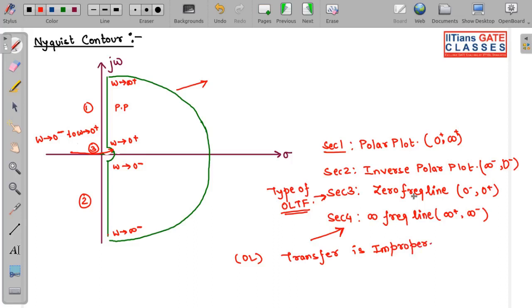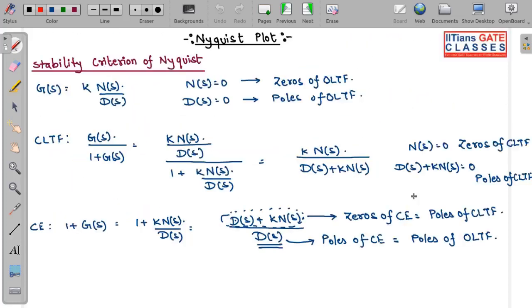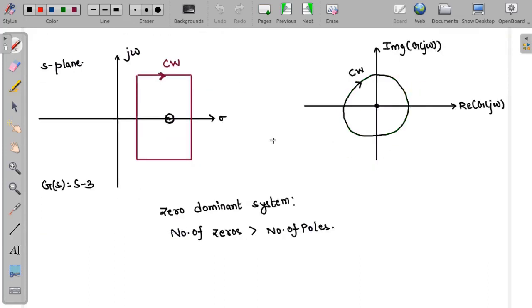Now let us once again go back to the slide over here. Now I will be discussing a few things. Let me copy a few results from here.